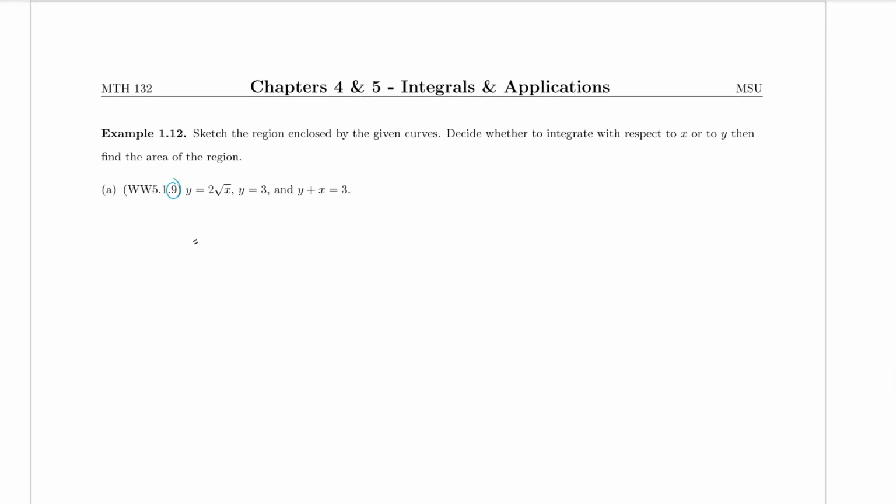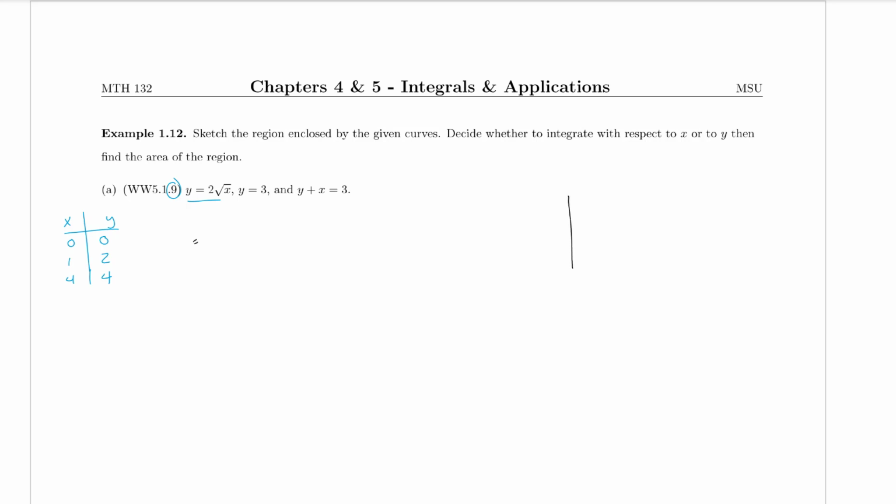All right, example 12 is problem number 9 from the 5.1 web work. We're going to need to start by graphing each one of these functions. For the first function, let's do a table here. We have our x values and we have our y values. And if x is 0 or 1, y would be 0 or 2. And we can choose x to be something like 4. We'll also see there that y is 4.